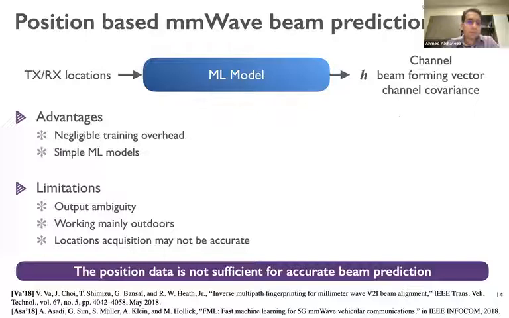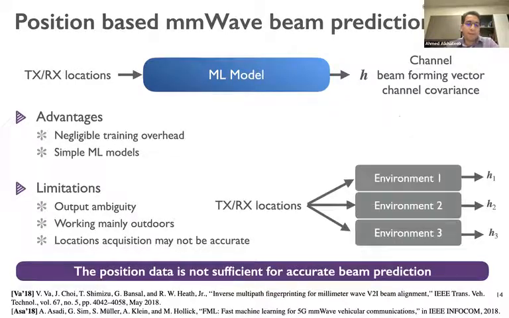This motivation is captured in some of the early work on position-based beam prediction, which is a very interesting way to reduce the training overhead in these high-frequency large antenna array systems. And it is relatively simple to acquire. It's possible to design simple machine learning models to use this position information to predict beams, or maybe channel covariance as well. But it also has a certain number of limitations.